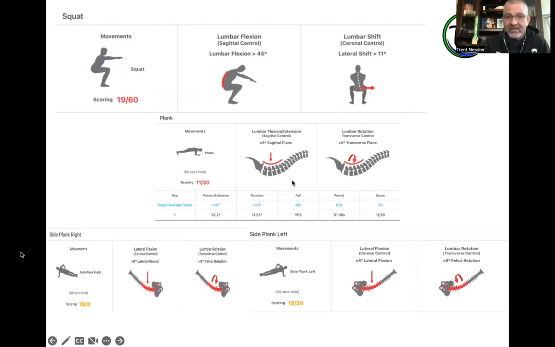We see it in his plank, that he was not able to maintain his plank position for a very long period of time. And then also in his side planks. In his side planks, he fell down in lateral side bending. He also had rotation forward on both of those. So he rotated forward on both for greater than 8 degrees on both of those.